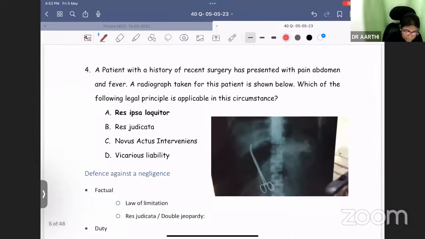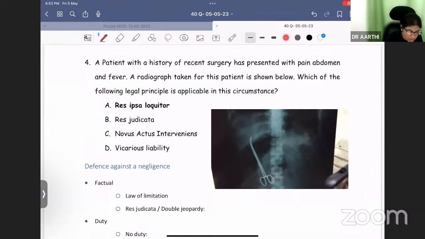Okay. History of recent surgery, presented with abdominal pain and fever. Radiography shows this particular finding, right? A scissors inside the abdomen of a patient. What doctrine is this? It is res ipsa loquitur. Res ipsa loquitur means the fact speaks for itself. Okay, it's a fact.